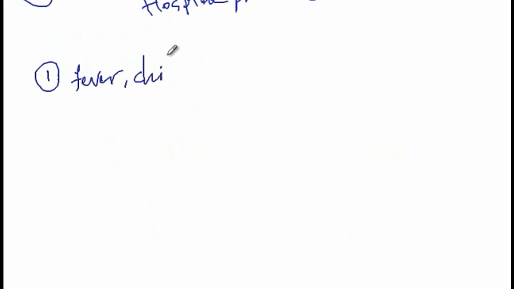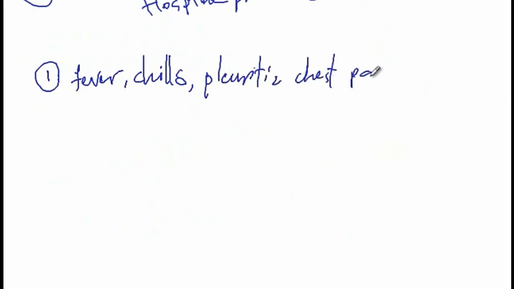So for typical pneumonia, Streptococcus pneumoniae is the most common cause of pneumonia, and these patients usually present with fever, chills, pleuritic chest pain, and productive cough. And then later on in the course of the disease, they would develop tachypnea.